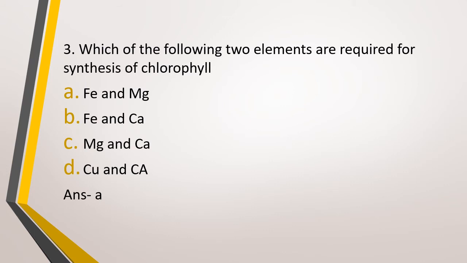What is another important role of magnesium? Yes, it helps in maintenance of ribosome structure. And what is another important function of iron? It forms a part of ferredoxin and cytochromes, right, in the electron transport chain. So two elements that are necessary for synthesis of chlorophyll, iron and magnesium.